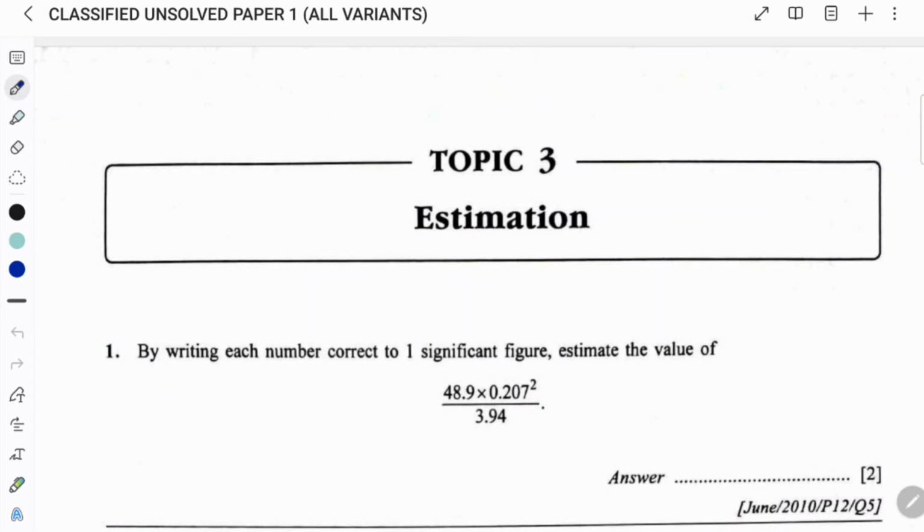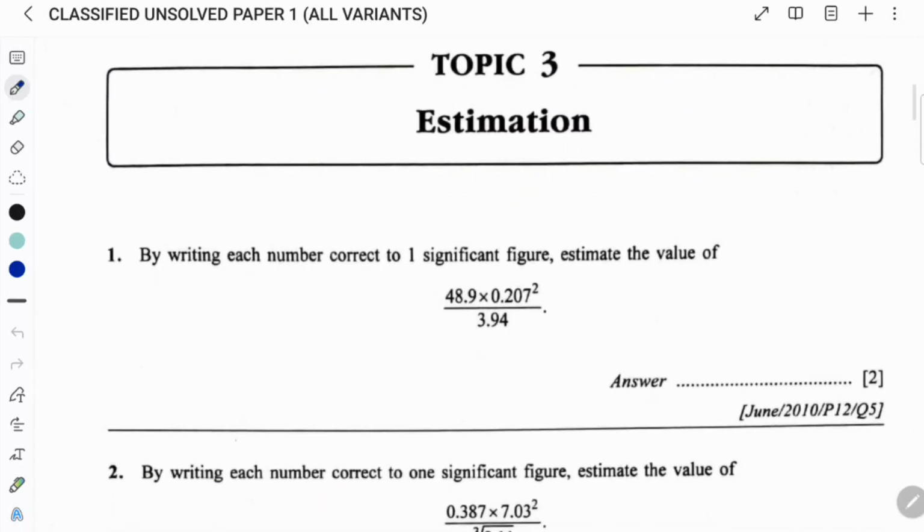So we'll do a few questions from this topic, past paper questions of estimation, rounding off, and calculations, and then we'll have to write our answer and estimate. You have to read the question very carefully, what they're asking you. They're asking you to estimate first or round off first. In almost every question they ask you to round off the number to one significant figure and then estimate, like in this question.